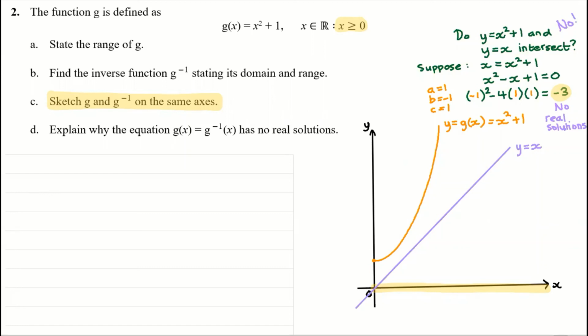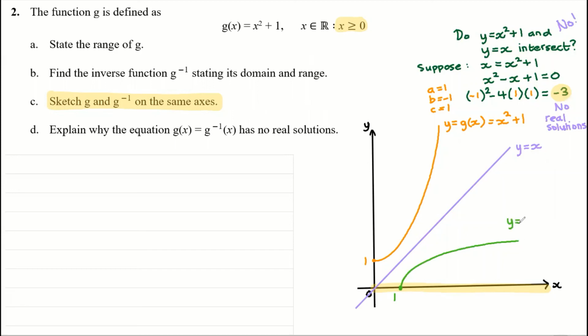Now, we could also sketch g to the -1 on the same axes. Now, what I forgot to label was the y-intercept. The y-intercept is, of course, at 1. Now, if we do a mirror image of that in the line y equals x, the mirror image is going to appear on the x-axis also at the point 1. And my curve is going to do that. Okay, so that's going to be my inverse function.